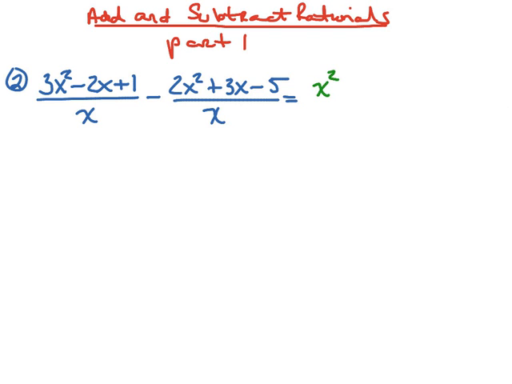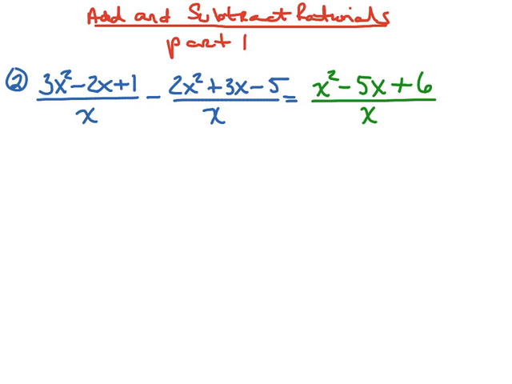Now I'm going to subtract the x's. So I've got a negative 2x minus 3x, and a negative 2x minus 3x would be a negative 5x. And now I'm going to subtract the constants, the 1 minus the negative 5. And 1 minus a negative 5 would be a positive 6. So this is what I get when I subtract my two numerators. The denominator x is going to stay.